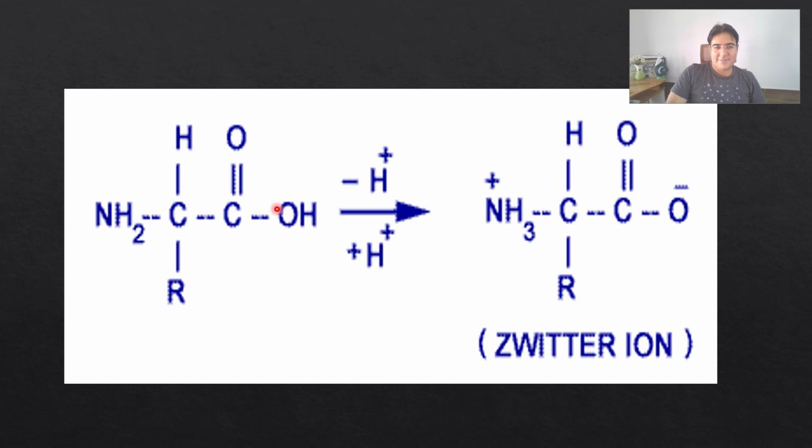Look at this. This is the carboxylic part. This proton is given to this amine, so NH2 becomes NH3 and we have COO minus. This is called a Zwitter ion.